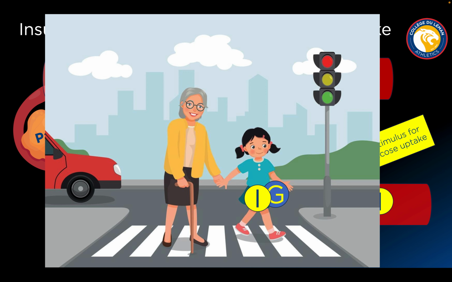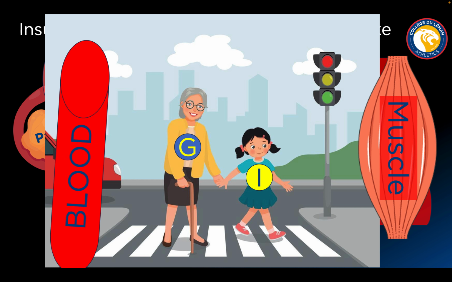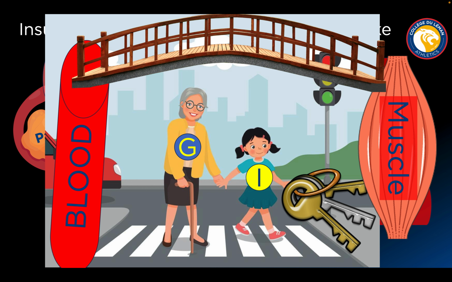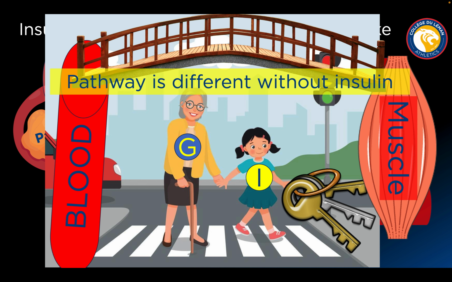Here we've got a little girl helping an old lady across the road. The little girl is the insulin and the old lady is the glucose. She needs to get from the blood into that muscle. The insulin has the keys, it's going to let that happen. It's going to attach itself and let that glucose through. If the little girl's not there with the keys, the old lady can still get across the road, but she needs to take another pathway. She's going to need to go over that bridge.